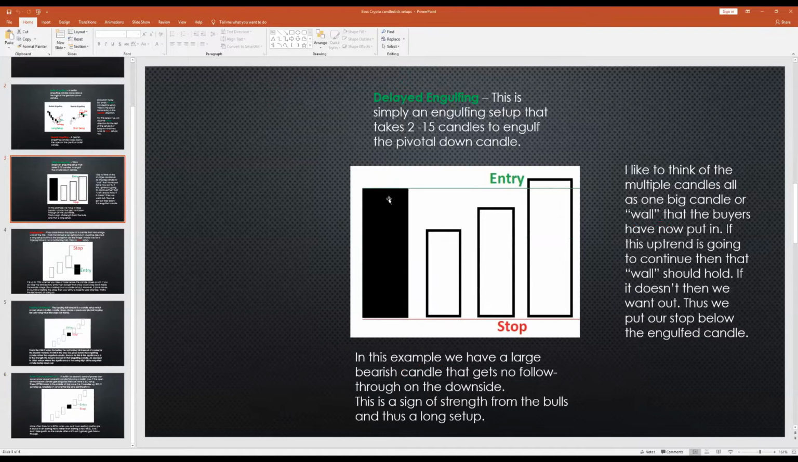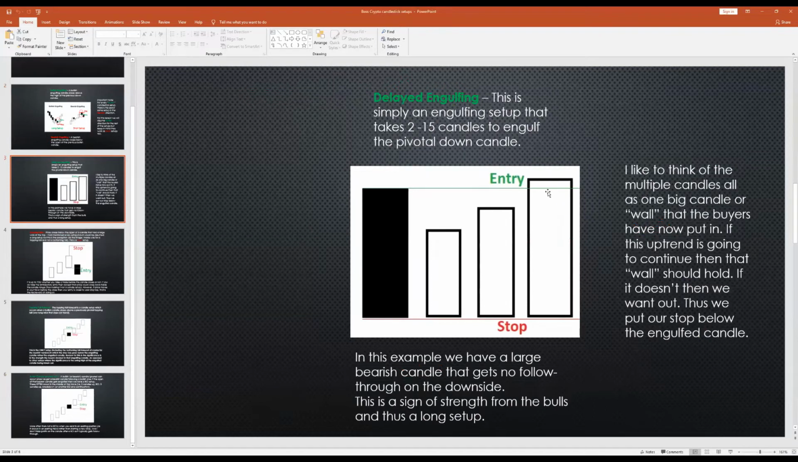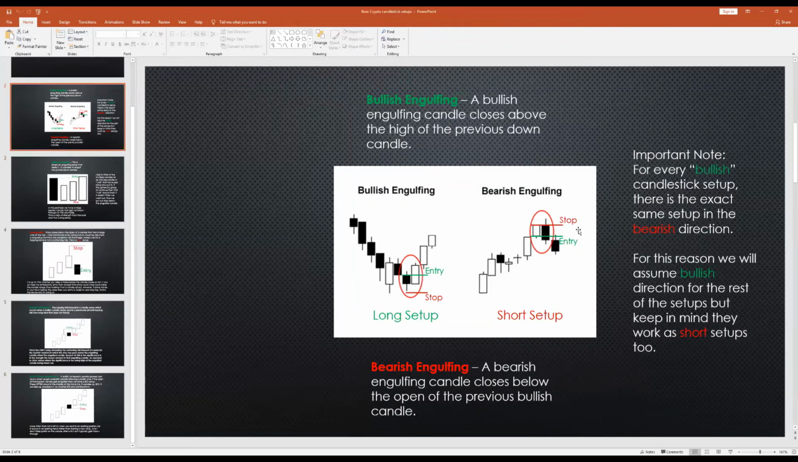All right, so when you have a down candle like this one, it does not have to be the next candle that engulfs that candle, right? It can take 1, 2, 3, 4, anywhere up to 15 candles to engulf this pivotal down candle. And you'll often hear me talk about the high of this candle being the swing high, or if we were following the opens of bullish candles, I would say the swing lows, right? So when you're looking for a bearish engulfing or delayed bearish, you're looking for the swing low of an up candle to be taken out.